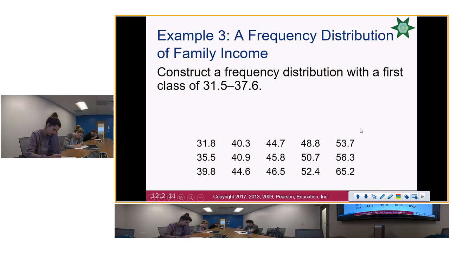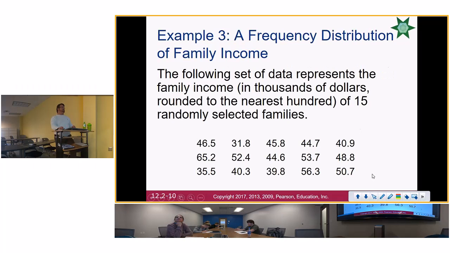So look at that number list and put them in order. So go ahead and do that right now. I'll give you a minute to write them down. I'm not going to rewrite them because it'll make a mess if I do.